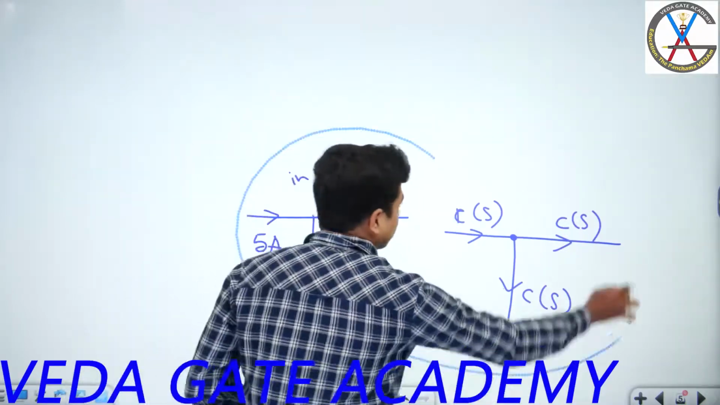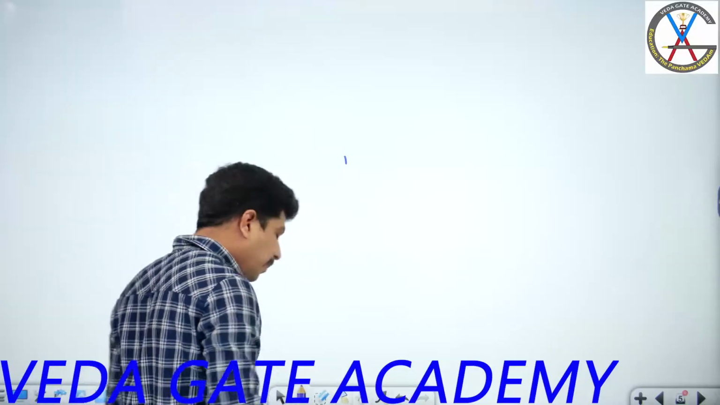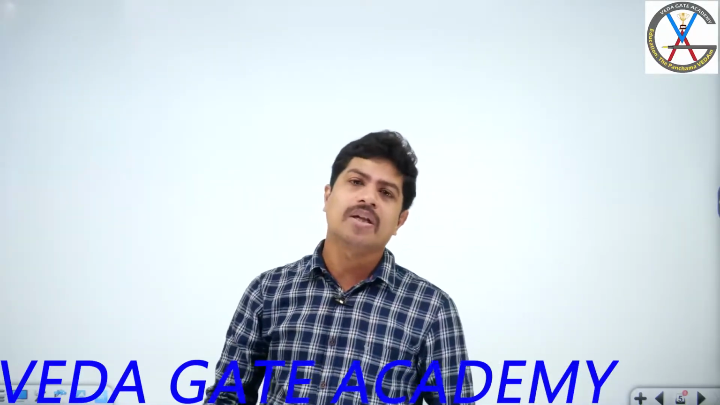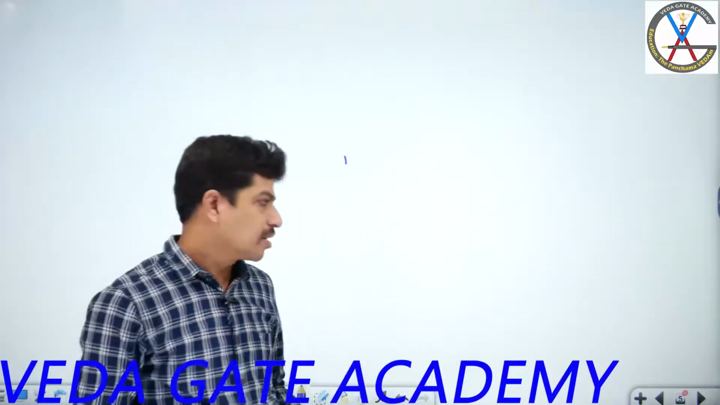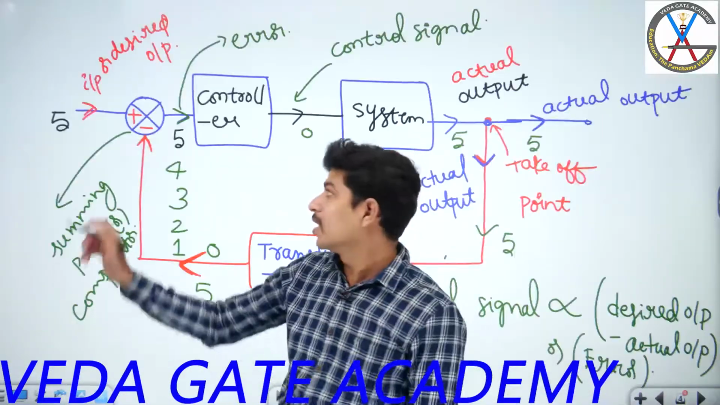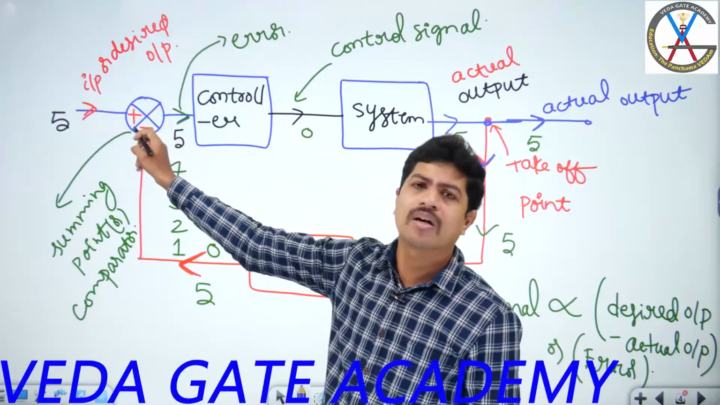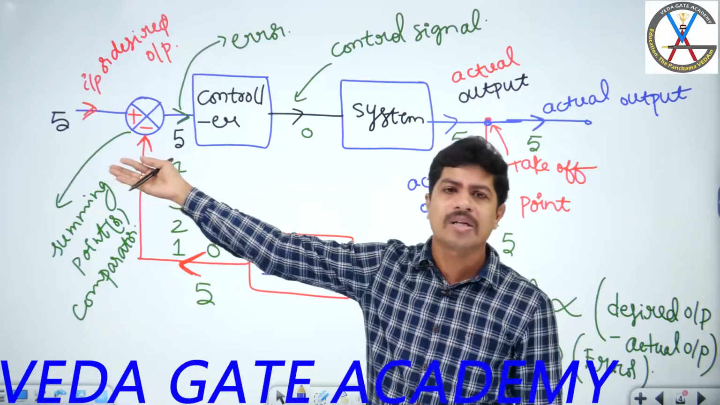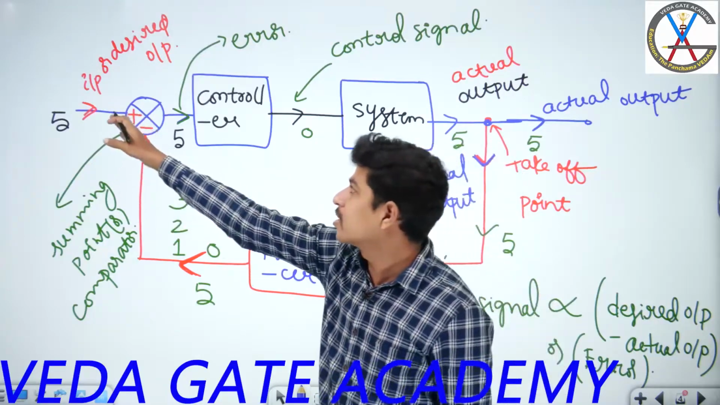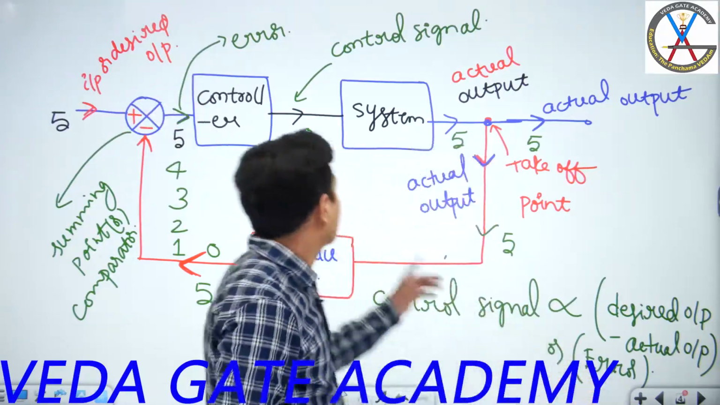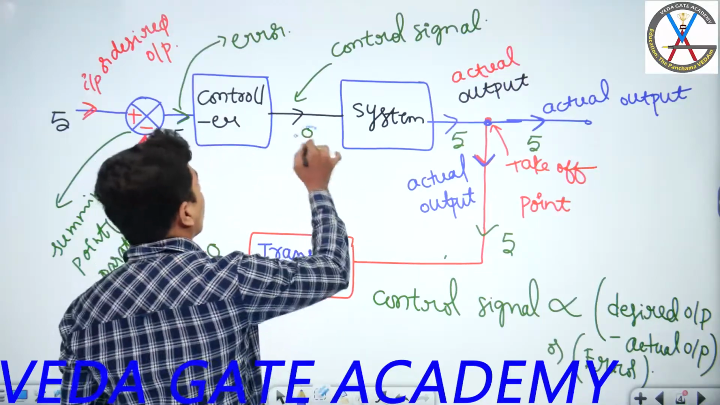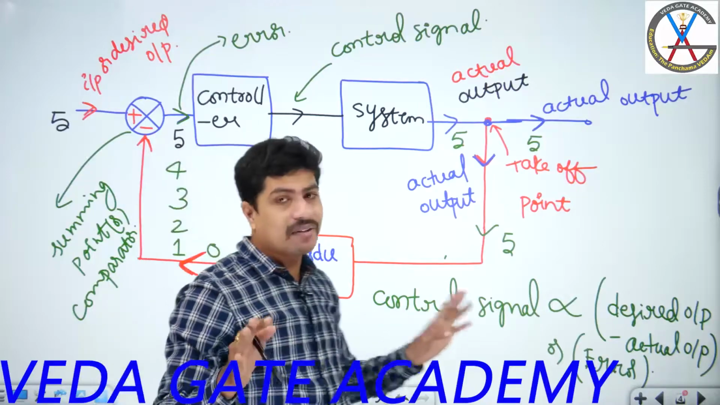So please do understand. Taking feedback means just comparing the value of the actual output with the desired output. Yes or not? This is called a summing point. This is very, very important. Or comparator. You can design a comparator by using operational amplifiers or BJTs. This is the input or desired output, the controller. This is the control signal. This is the actual output. Let me erase this. Please, this analysis is very, very important.